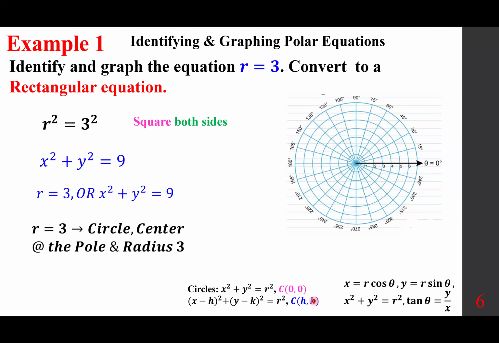So r equals 3 represents a circle with the center at the origin, or pole, with the radius of 3. Here's the pole or the origin, and here's the circle with radius 3: 1, 2, 3. So you have those circles.